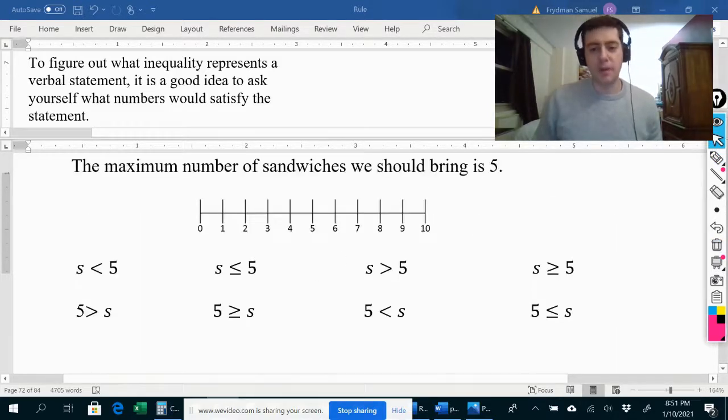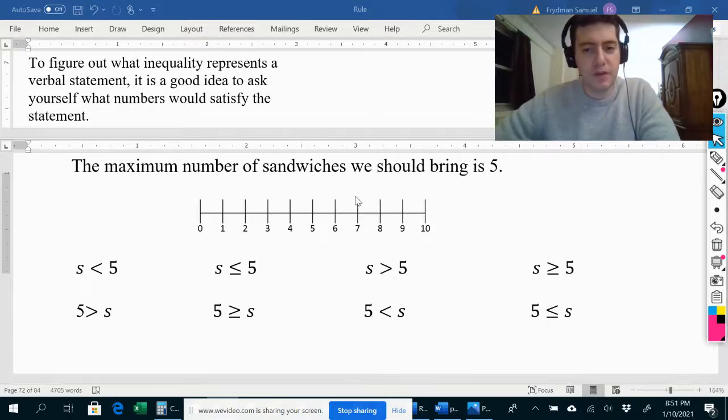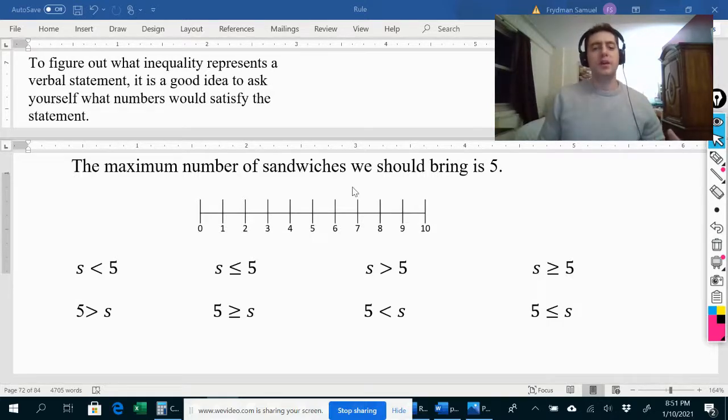The maximum number of sandwiches we should bring is 5. The word maximum means that's the most you can have. So maybe, I don't know, if we bring more than 5 sandwiches, maybe our backpack would explode or something. But for whatever reason, 5 is the greatest number of sandwiches that we can bring.